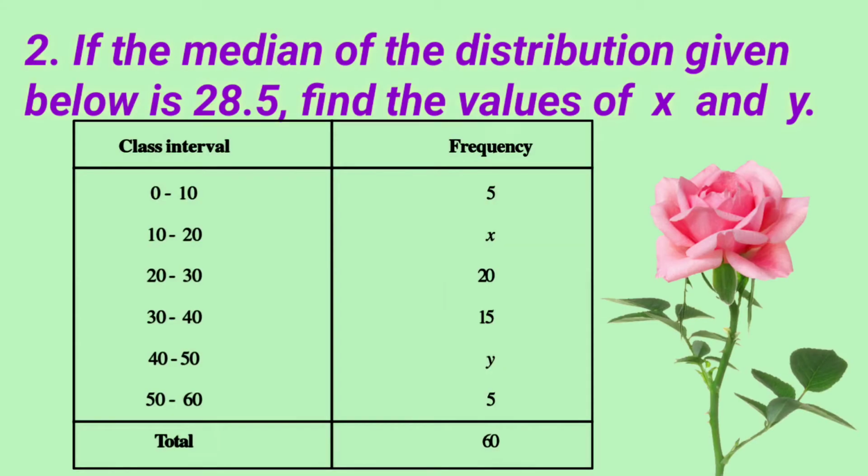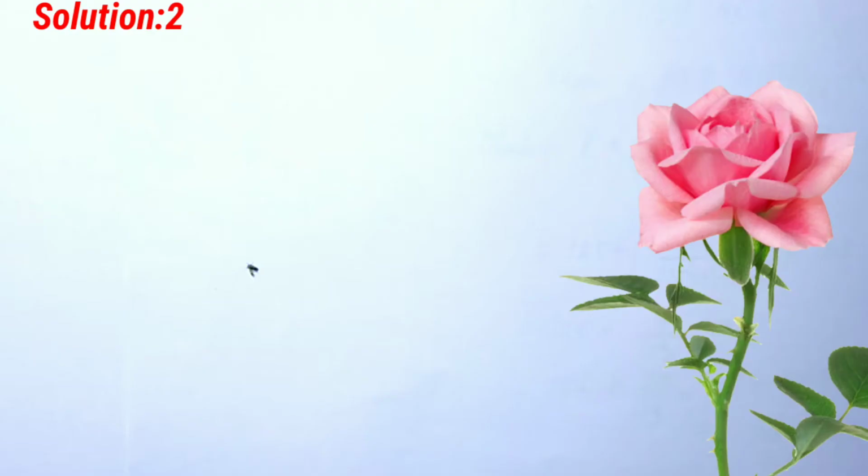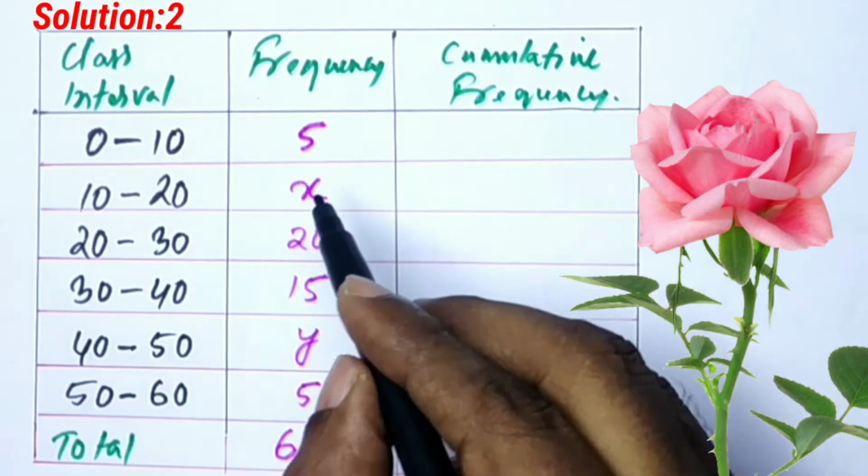So let us take another question. If the median of the distribution given below is 28.5, find the values of x and y. The data are given below. From this data, we find the cumulative frequency as calculated here. So we are preparing the table.